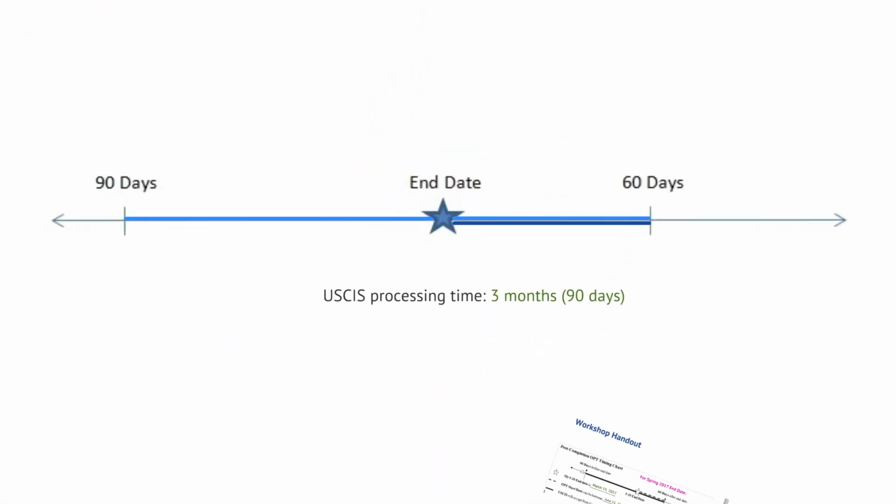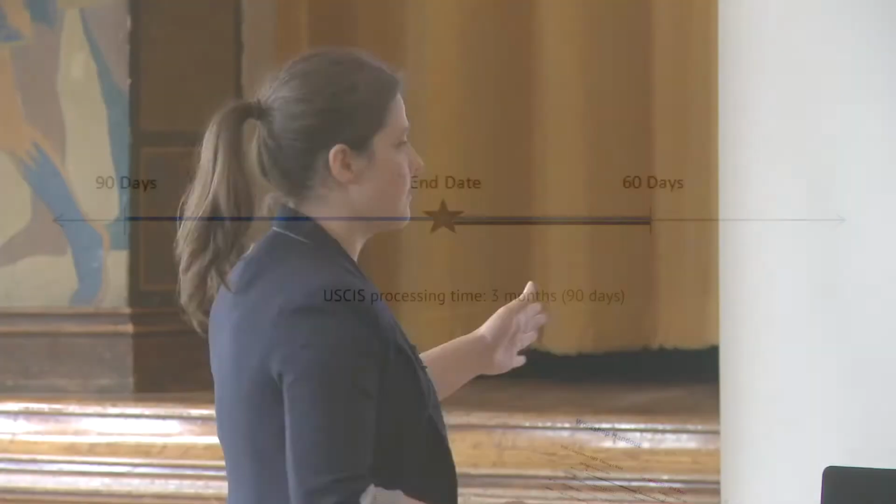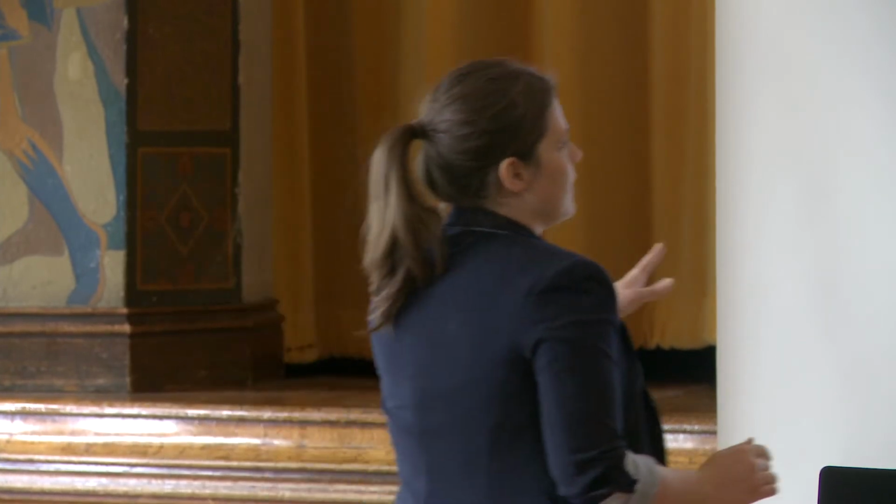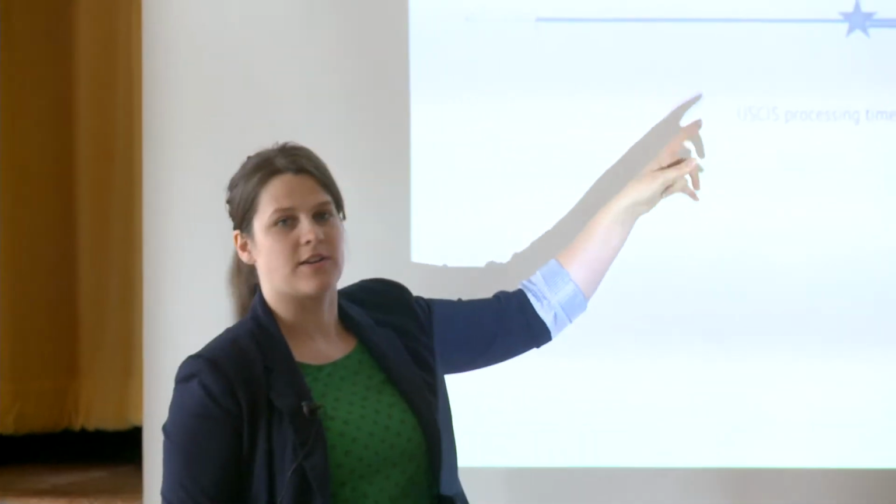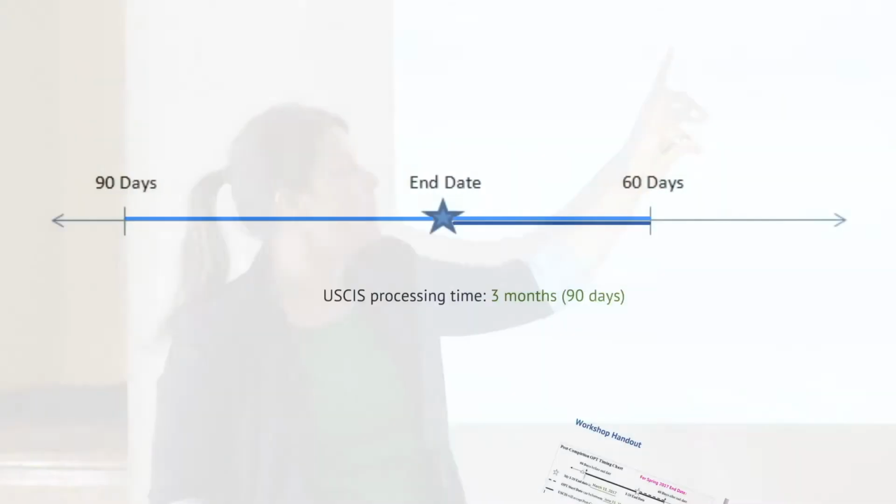Our next section will talk a little bit about timing, when you can apply. So on your handout, you should also have this continuum at the bottom of the page. If you don't have a handout, they're in the back. Based on that end date we discussed earlier, so the I-20 end date, when you're going to finish your program, you can apply up to 90 days before and up to 60 days after that end date. So in the lighter blue segment of this chart, that's the window in which USCIS will accept your application.